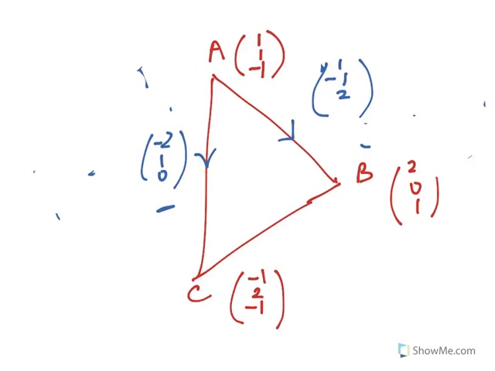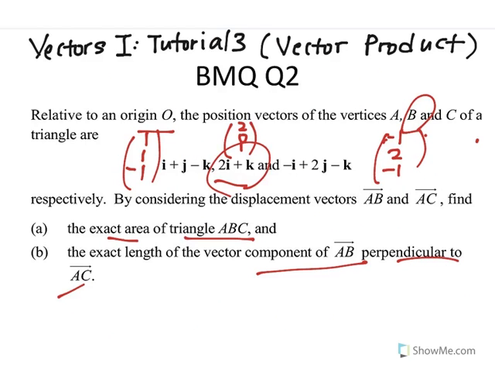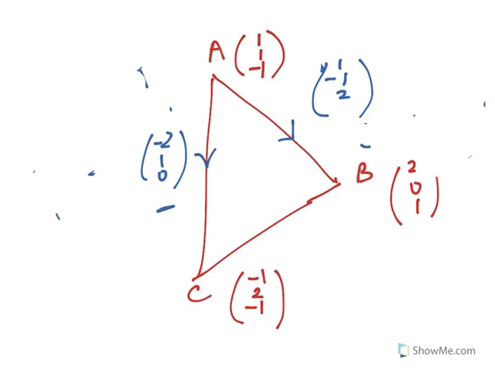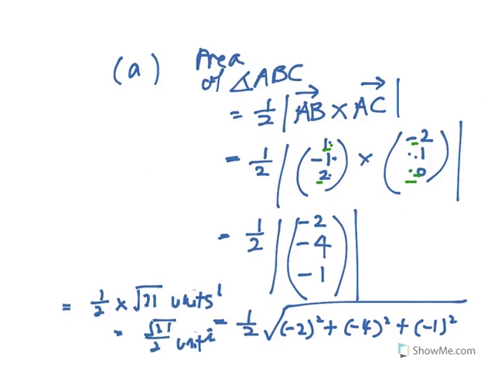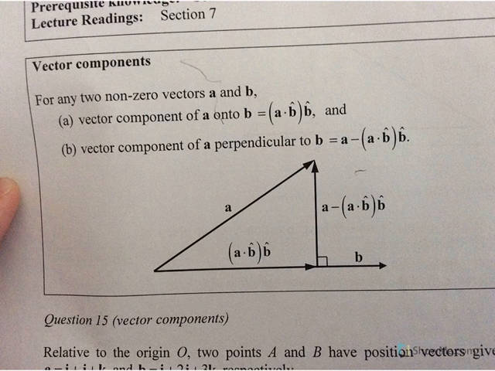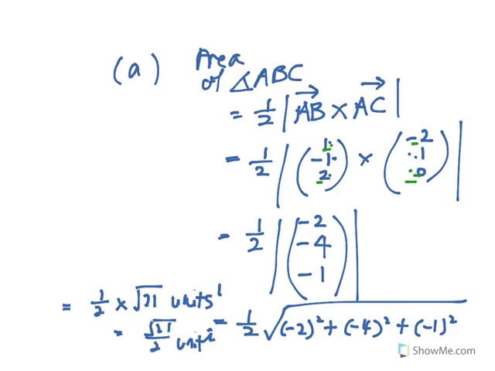Okay, so for part B, what you need to do is find the exact length of the vector component of AB perpendicular to AC. If you think about it, it looks something like so. In example, let's say this is the AB. So this is AB, and we want the vector component of AB perpendicular to AC.